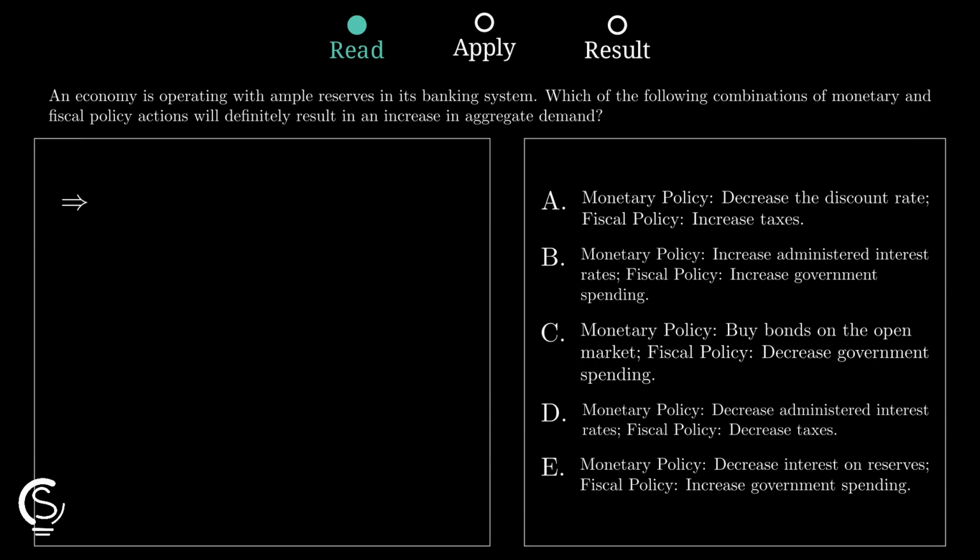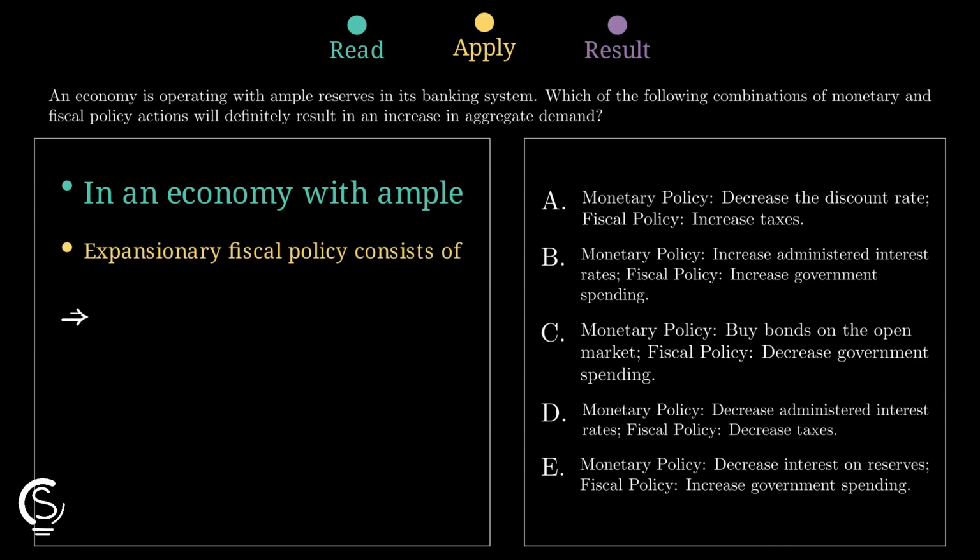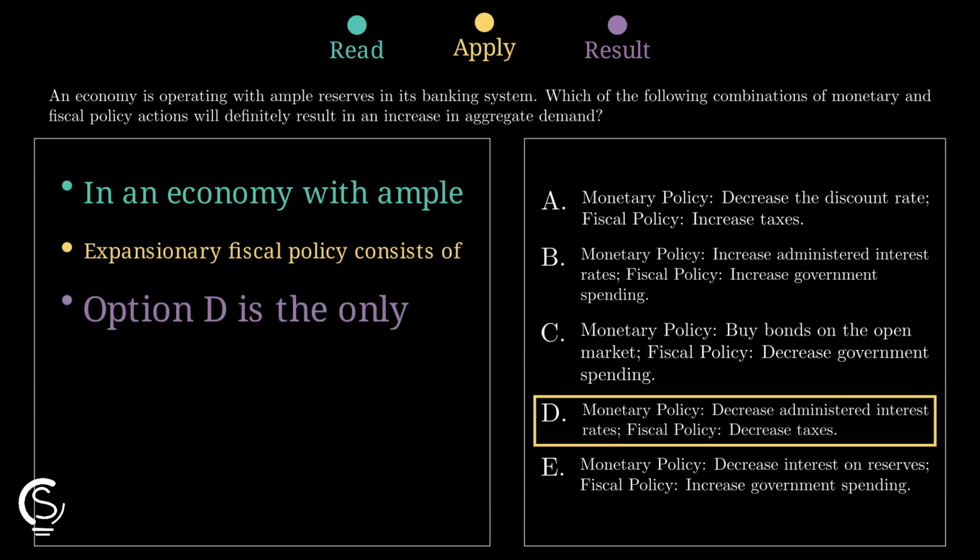borrowing and spending up. For fiscal policy, keep it simple. Expansionary means lowering taxes or raising government spending, while higher taxes or lower government spending pull aggregate demand down instead. So combine both directions. Option D lowers administered interest rates and decreases taxes, making it the only pair that definitely increases aggregate demand.